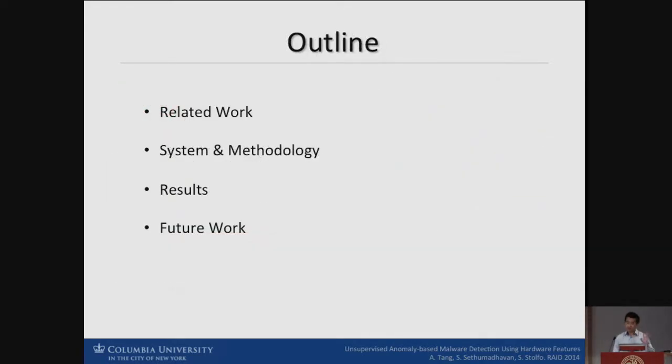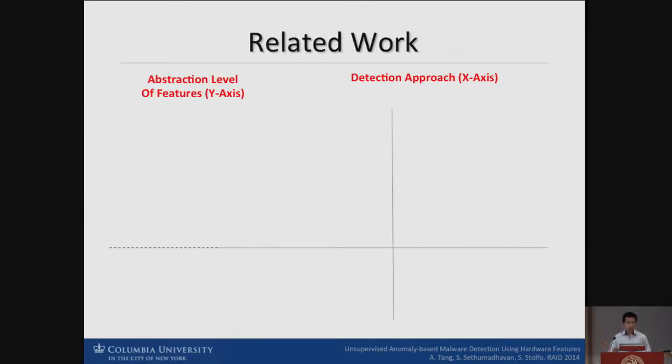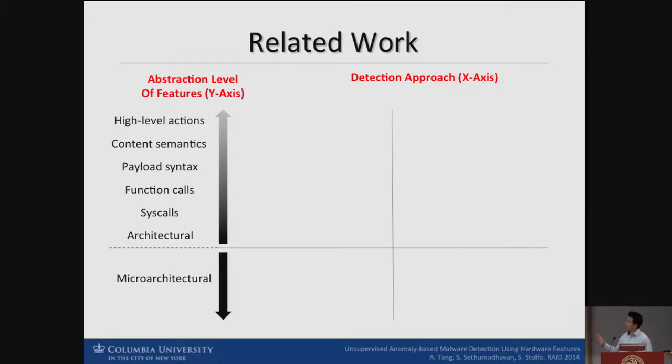So first off, I'll briefly touch on some related work and where our work is positioned among the malware detection works. Here we map the research space of malware detection work using 4 quadrants. On the y-axis, we show the abstraction level of the features. Recall that we talked about this in the earlier part of the slides.